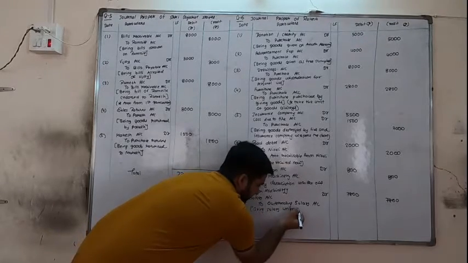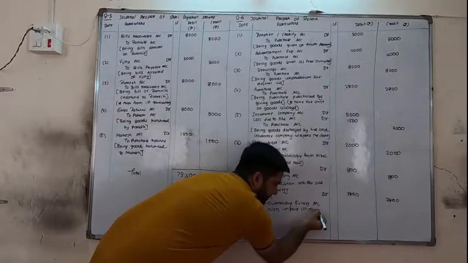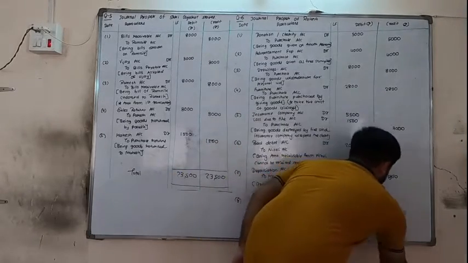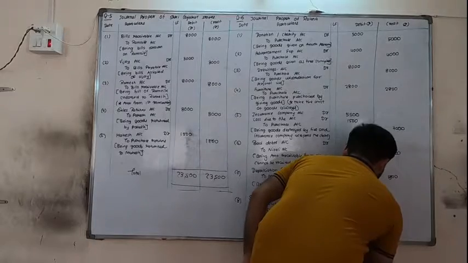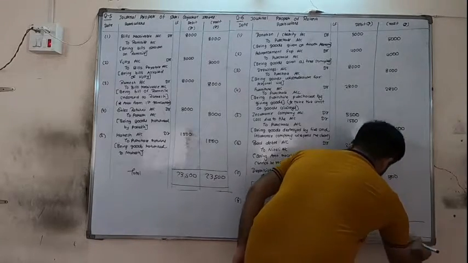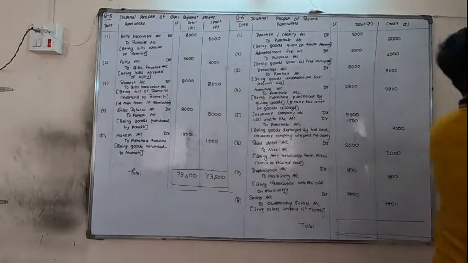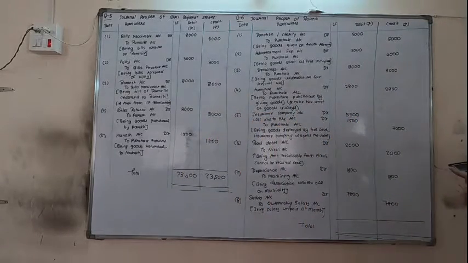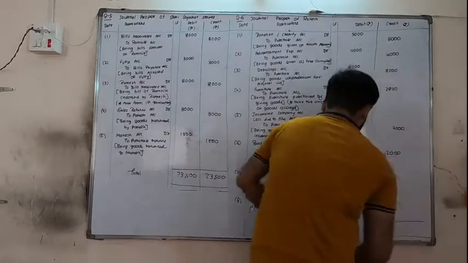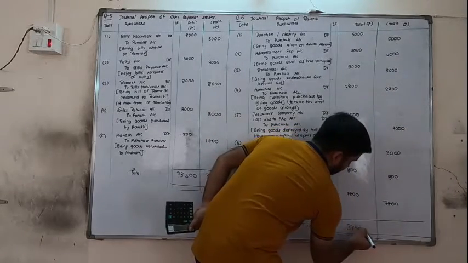Salary unpaid of March. Total: 5,000, 4,000, 8,000, 2,800, 5,500, 1,500, 2,000, 800, 7,800, total 37,400.